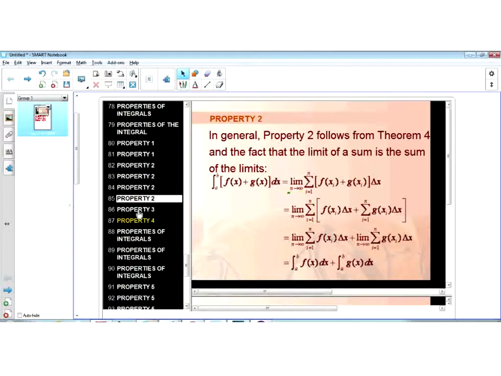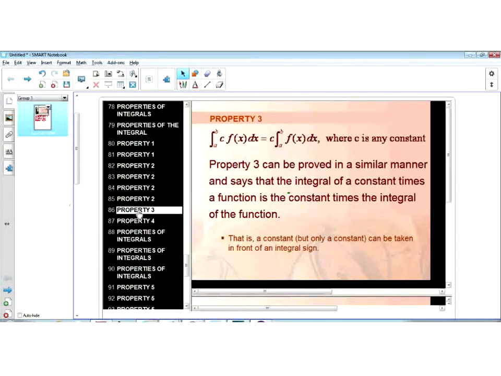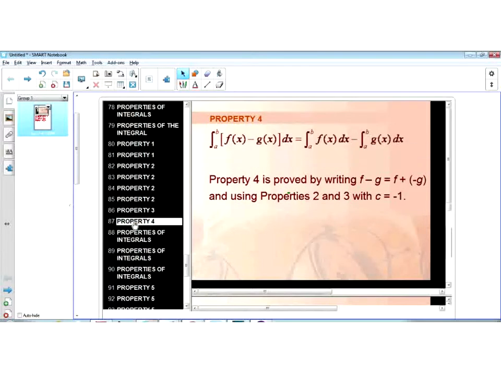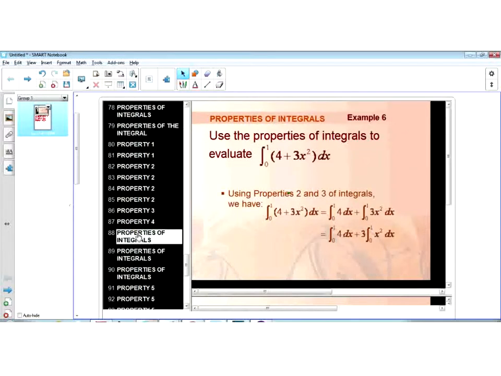And the same holds for subtraction as well. Proved in a similar manner.